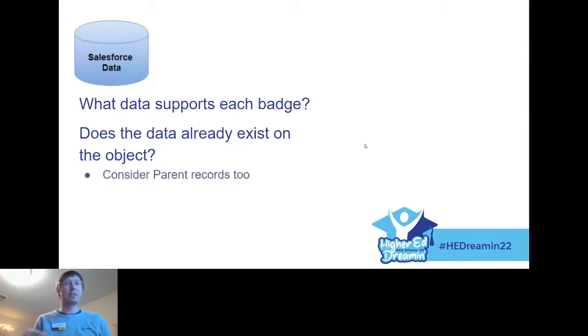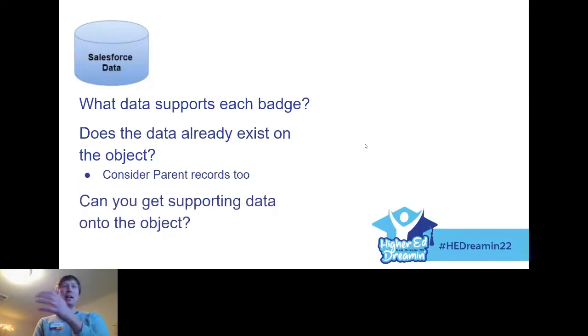So could you look at a parent record? Can you look at an account or some other related record from there? Is that supporting data from another object that you can get over? So can you do something like a roll-up summary field, or maybe some other form of automation to have a box checked or a date field get populated to make it all work? Those are some of the things to be thinking about from there.